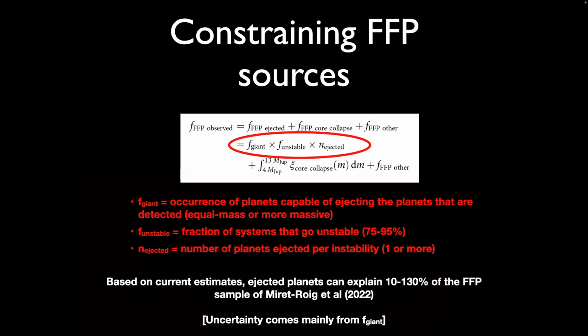And so this kind of reasoning was applied to a sample of free-floating planets from direct imaging by Mroz et al. in 2022, and found that based on the occurrence rates of planets in the right mass range, at least 4 Jupiter masses in this case, ejected planets could explain basically between 10% and 100% of the sample. Right? And the uncertainty comes mainly from uncertainties in that parameter F giant, like exactly how many of those planets are known. All right, that's good time.